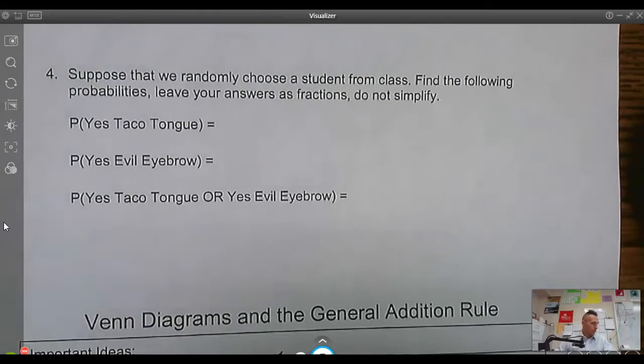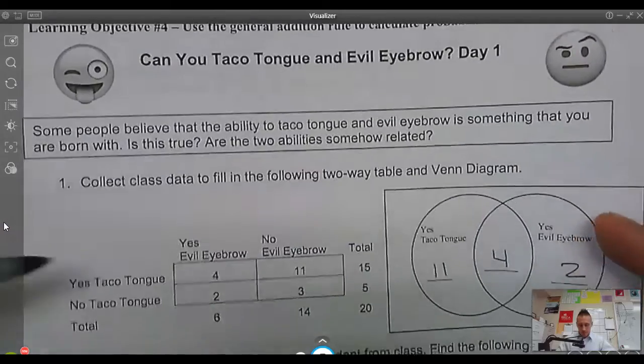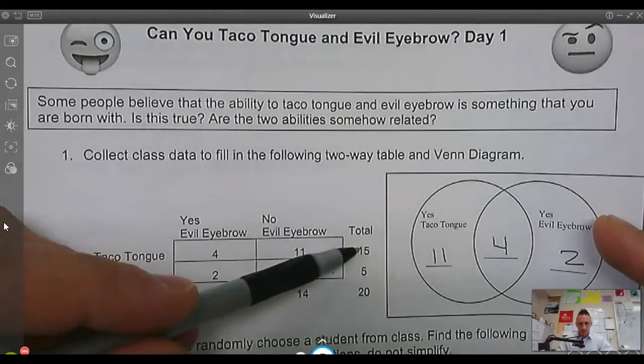So now it's saying probability of yes, taco tongue. All right, so I got too many pages here. Yes, taco tongue. That's 15 divided by 20.